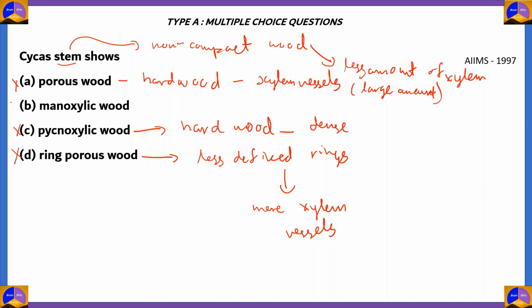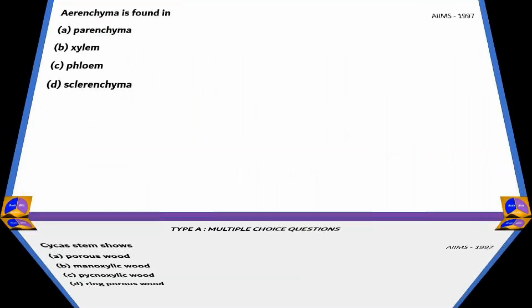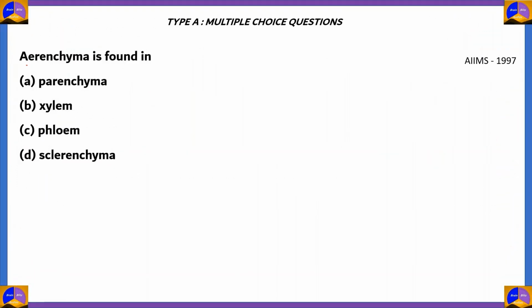So the right answer is option B, monoxylic wood. This kind of wood is non-compact and it has less amount of xylem, a large amount of parenchyma, a large pith and cortex, and it also contains resin canals in Cycas. So option 2, monoxylic wood is the answer to our first question. Option 2.